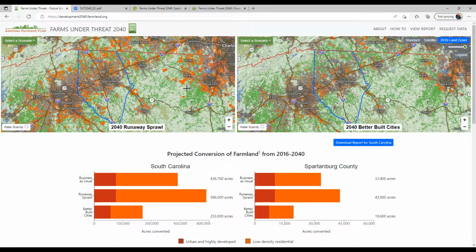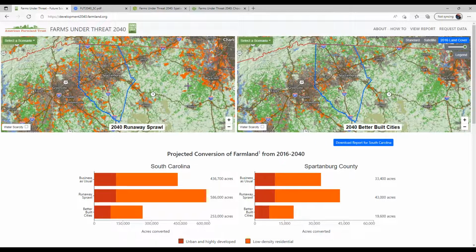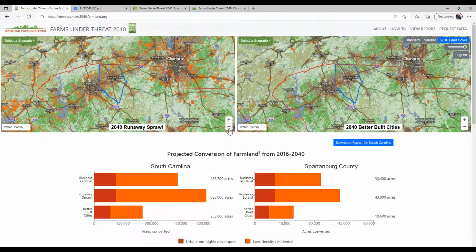But what you're seeing is along these corridors, for example, the 85 corridor, where you're looking at Gaffney and Spartanburg and Greenville, all of these cities and metro areas begin to merge together. So the better built cities, you can see a lot more green on that map, just to simplify that. If you compare those two, it's clear the difference that better built cities makes.